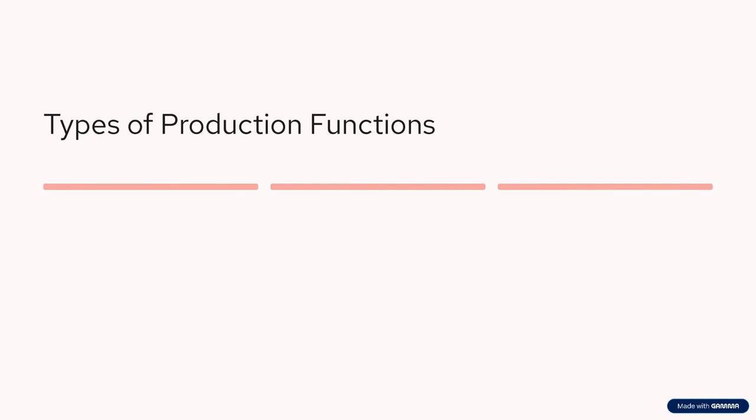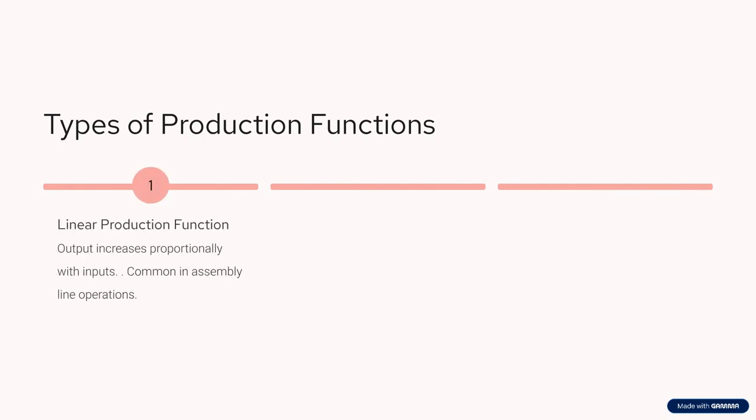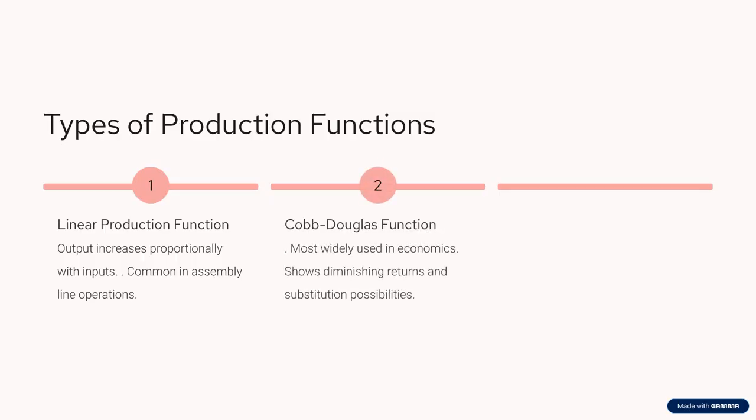There are different types of production functions. The linear production function shows output increasing proportionally with inputs. The Cobb-Douglas function, widely used in economics, shows diminishing returns. The Leontief function requires fixed proportions of inputs with no substitution possible.